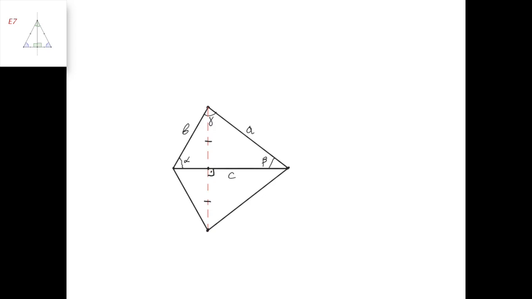We also know, because of the symmetry, that this length equals A, this length equals this length equals B, this angle equals this angle equals alpha, and this angle equals this angle equals beta. Also, this angle equals gamma.